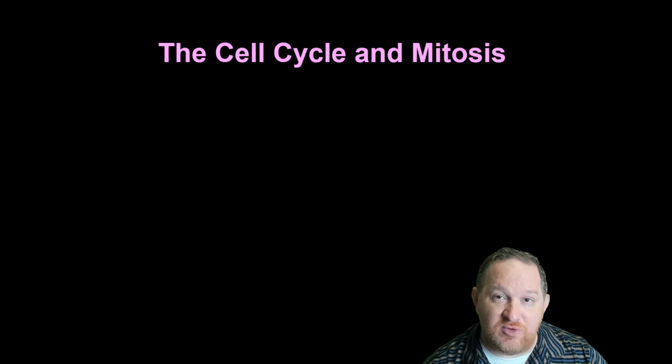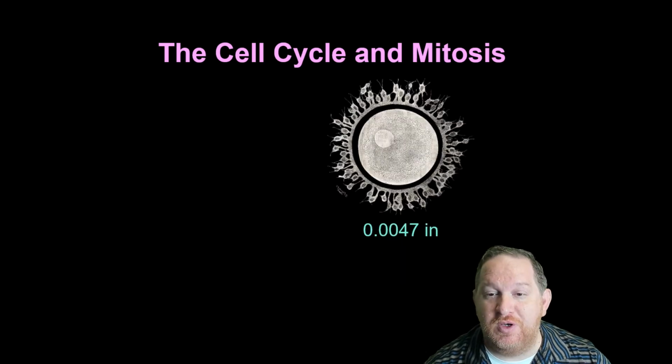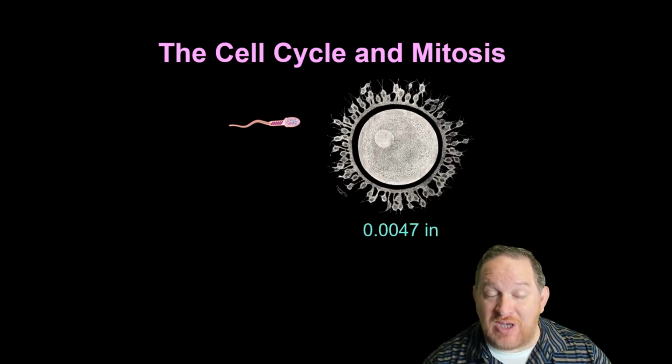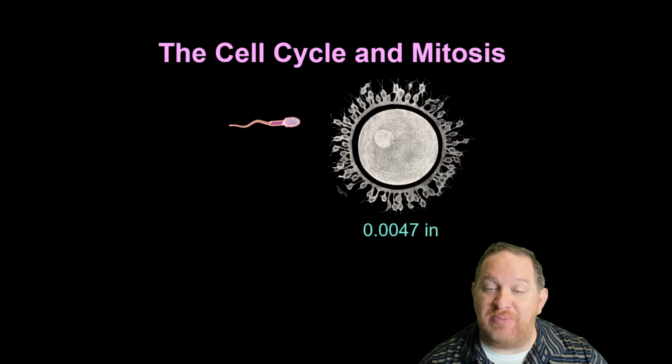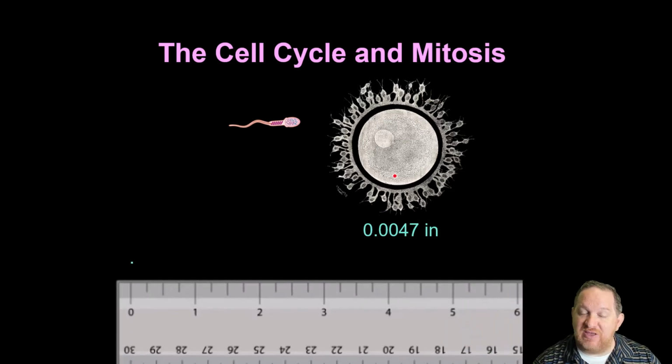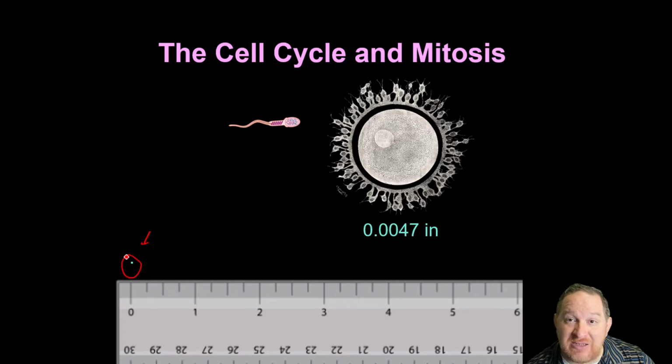Think about your very first baby picture, right? The egg from mom, sperm from dad, come together to make you. Well, that process actually happens on a very microscopic level. So you can see here, I've given you a little reference that the egg is about 0.0047 inches and the sperm much, much smaller than that. But really, when you started, you were a tiny, tiny speck, a dot.